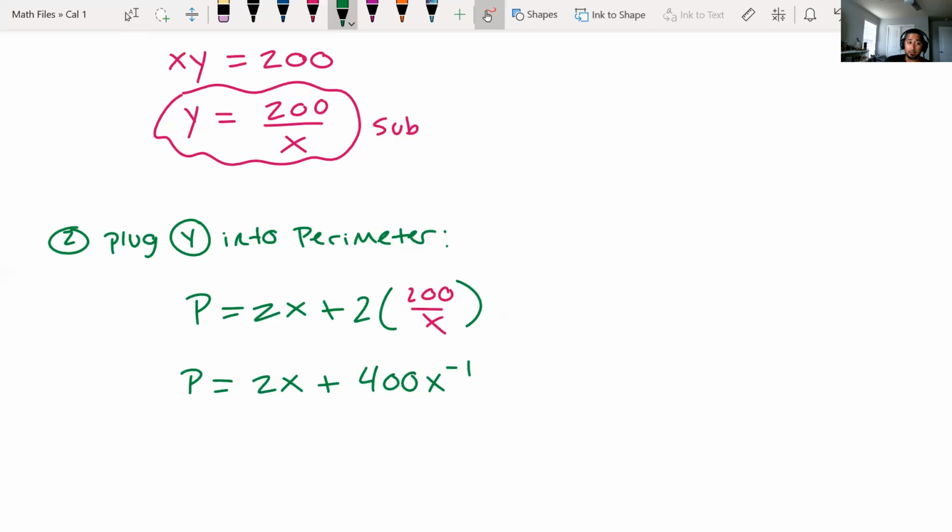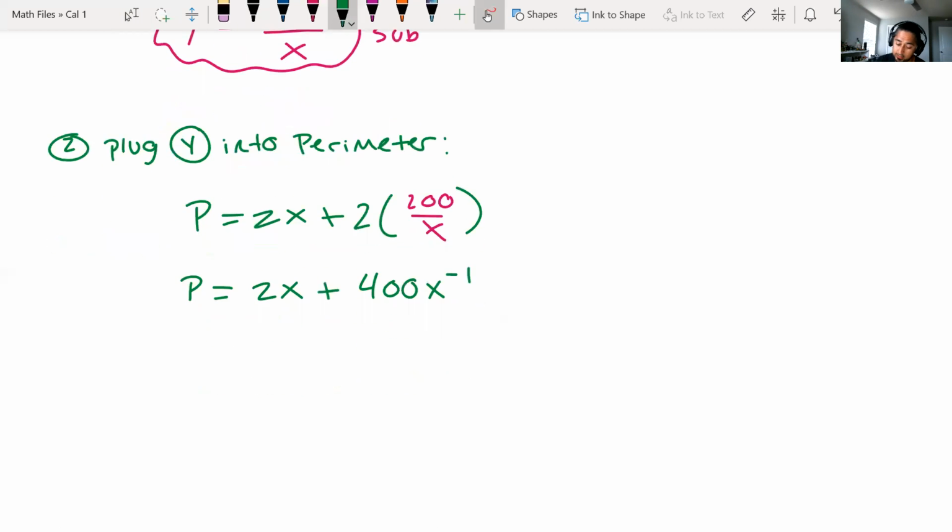So what we have now is a perimeter formula, a perimeter equation, all in terms of the same variable. So we have this all in terms of x. So now all we have to do is optimize it, which means the problem said to minimize the perimeter. So we are going to minimize the perimeter.